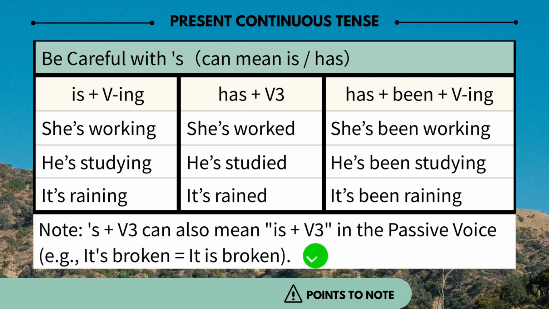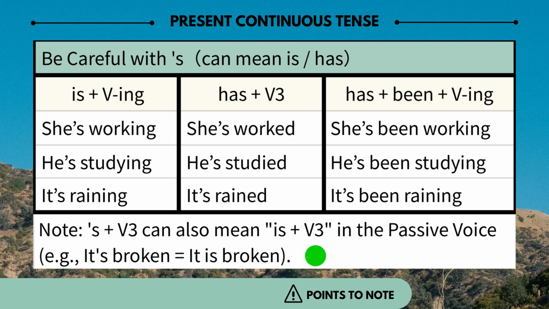Important note, S plus V3 can also be passive voice. We must be careful because S plus V3 does not always mean present perfect. Sometimes, it can also mean is plus V3, passive voice. Example. It's broken equals it is broken.